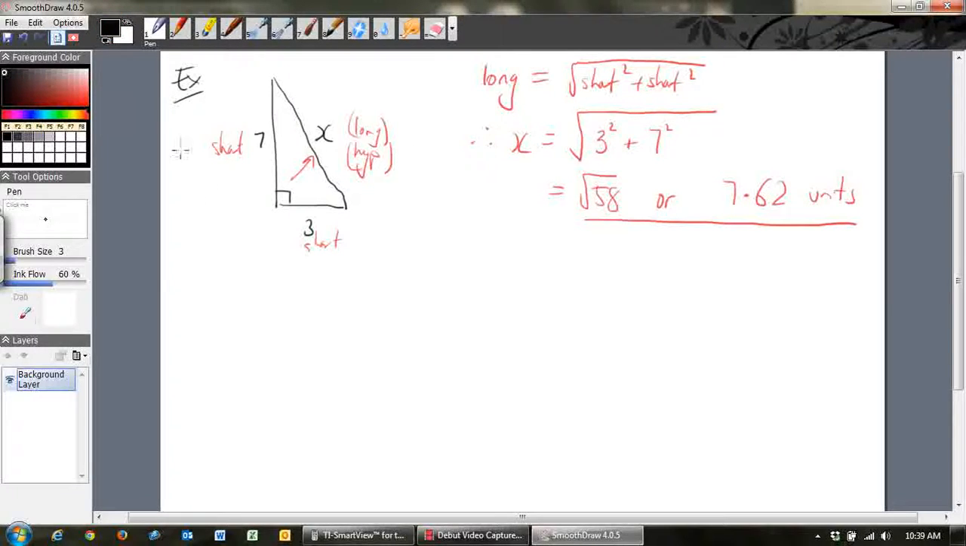It's just using those formulas. I'll squeeze another example in here, but that's basically the end of Pythagoras. It's very simple, but can be highly useful.